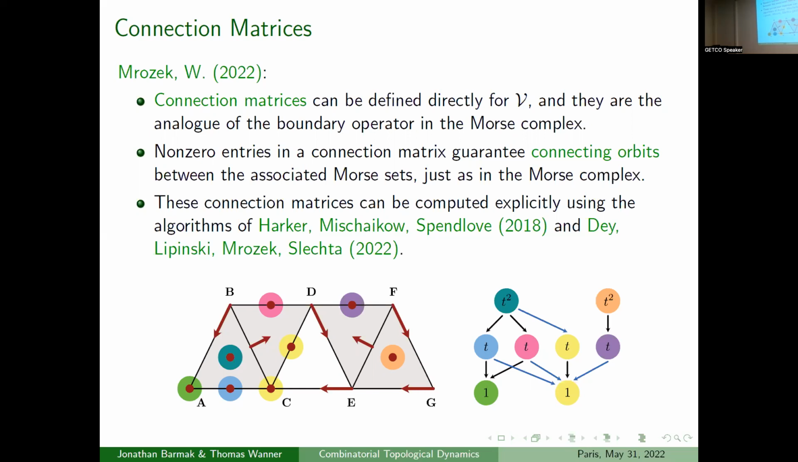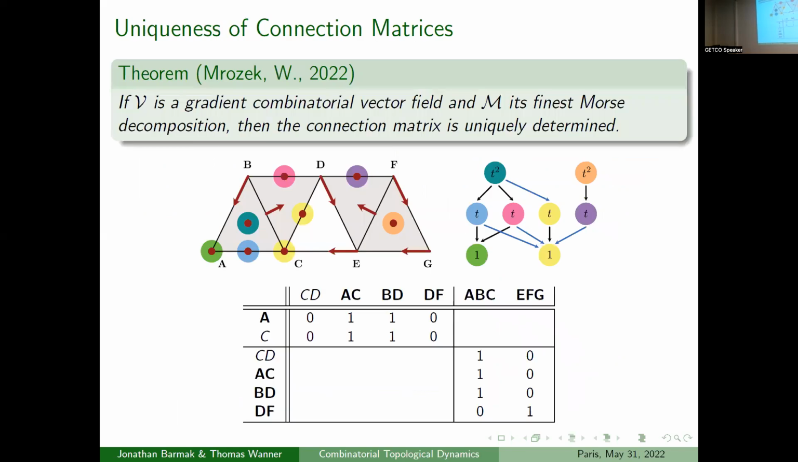You can compute those connection matrices in the combinatorial setting. There's an algorithm from a few years ago by Sean Harker, Konstantin Mischaikow, and Kelly Spendlove. And then there's a very recent algorithm due to Talon, Dey, and Michal. Marian and Ryan are all here. So if you want to know more about that algorithm, you can talk to them afterwards. But you can compute those. They're absolutely computable. You also get results that are very analogous to the classical setting.